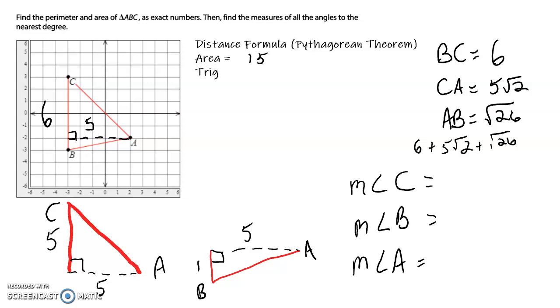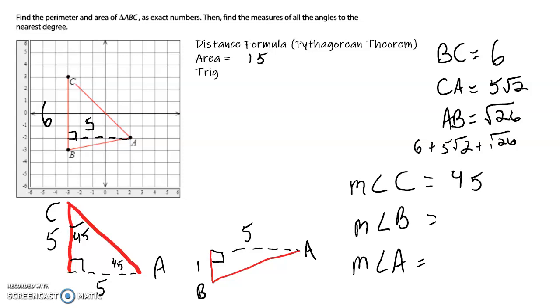Okay, now we can find the measure of these angles. All right, I'm going to start with finding the measure of angle C. Going back to that triangle from before, if I have an isosceles right triangle, I know that those other two angles are 45 degrees. And this is 45 degrees. So I can know that angle C is 45.